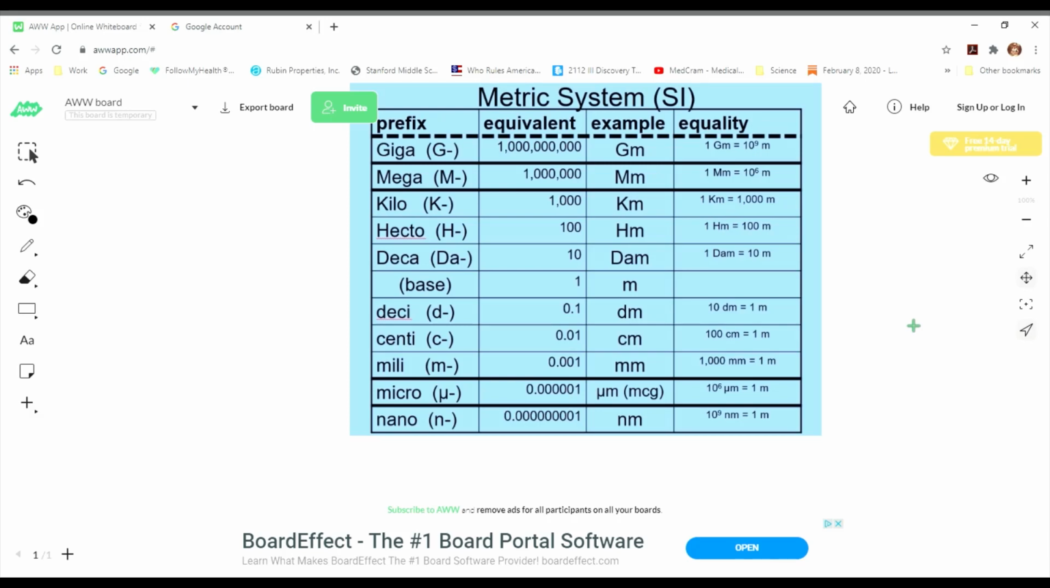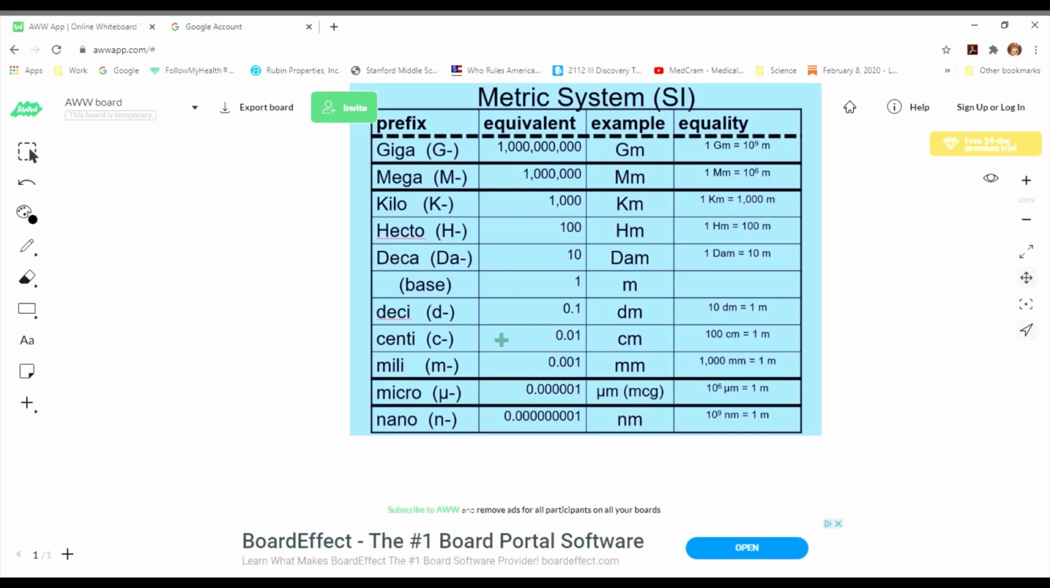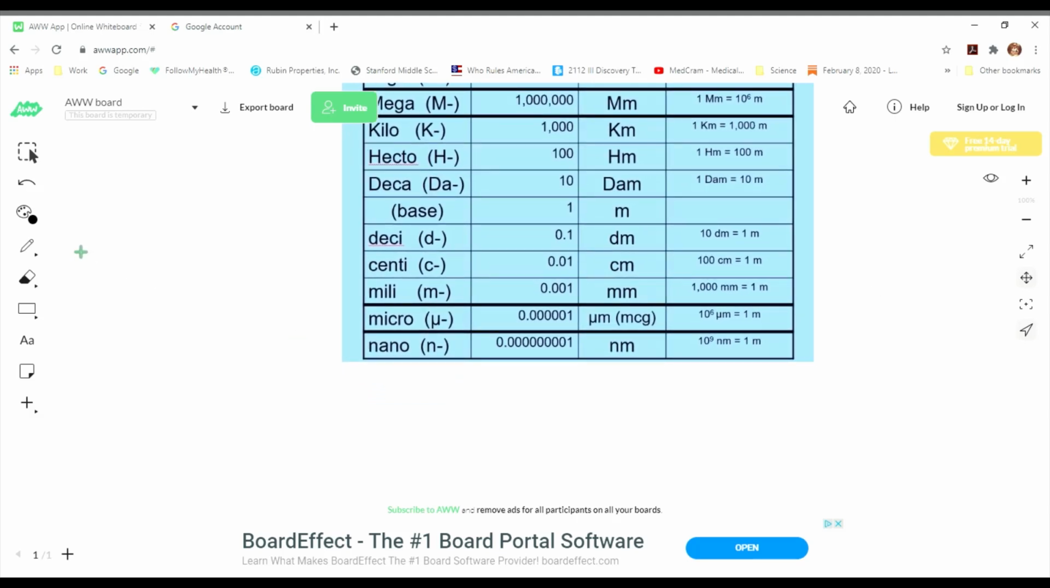It really doesn't matter. It's whether you go up the chart or down the chart, and you kind of jump from unit to unit. Every time you go up one of these, you move the decimal to the left. Every time you go down one, you move the decimal to the right. Go across the dark lines, and you move the decimal 3. You're going 3 times to the right. Up, you're going 3 times to the left. Right?